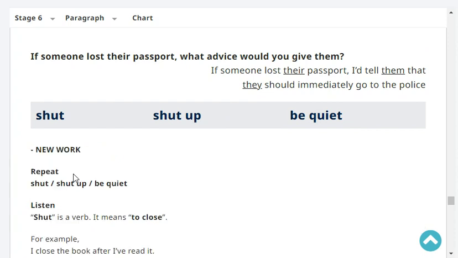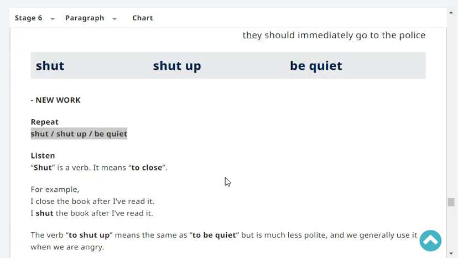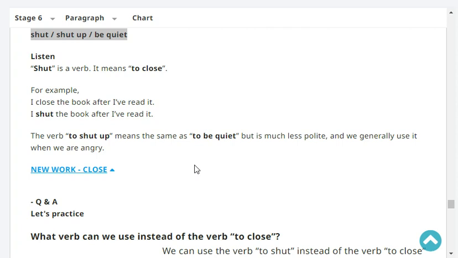Next, repeat: shut up. Be quiet. Very good. Okay, listen. Shut is a verb. It means to close. For example, we can say, I close the book after I read it, or I shut the book after I read it. The verb to shut up means the same as to be quiet, but it is much less polite, and we generally use it when we are angry.